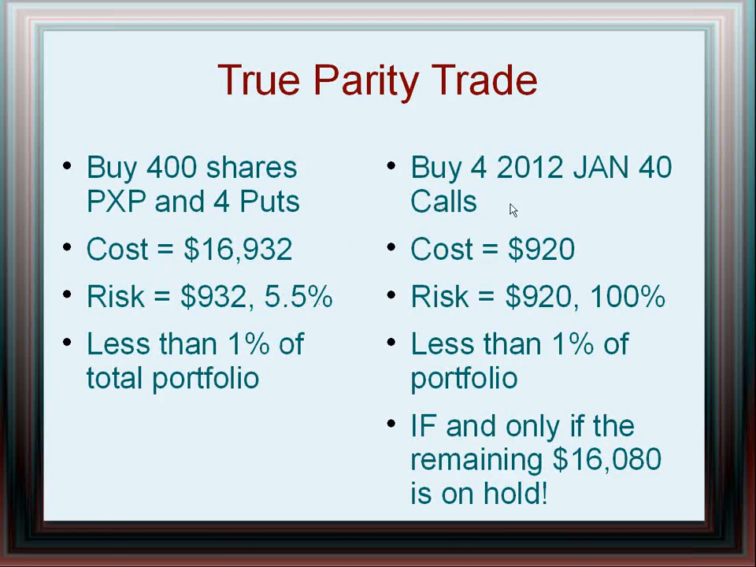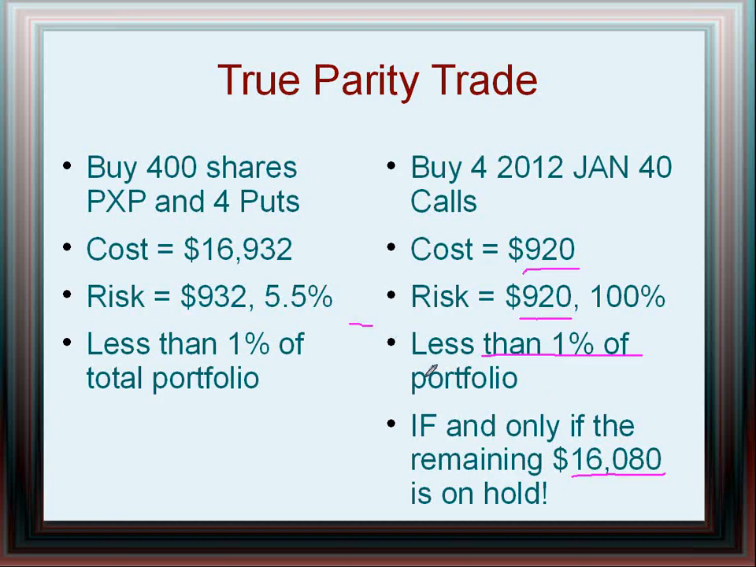The true parity trade is if you buy 4 of those January calls at $2.30, the cost now would be $920. All right, so you're risking $920, less monetarily than the married put in this real-world example back from June 20, 2011. And that represents less than 1% of your portfolio. If and only if you take that remaining $16,080 that you had from that $17,000 in free capital, leave it on hold in your account, and don't open any other trades, don't buy any other calls with that remaining $16,000 in capital, now we can look at each other and say we have a parity trade.